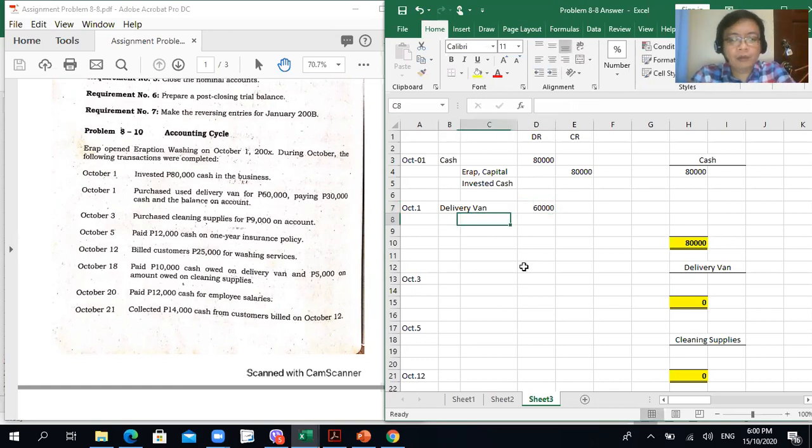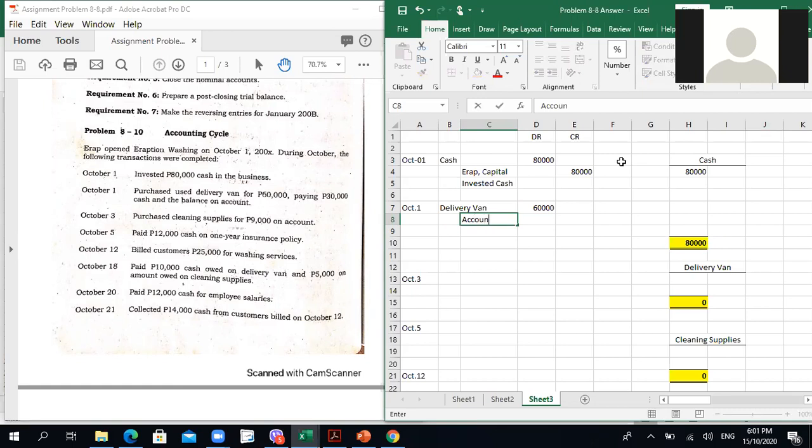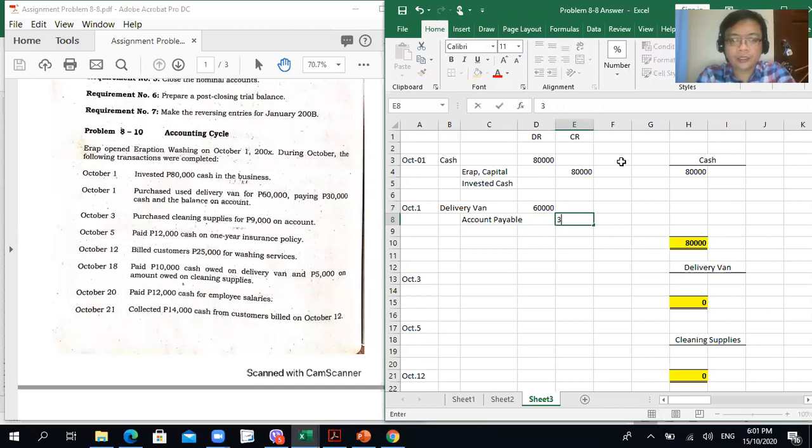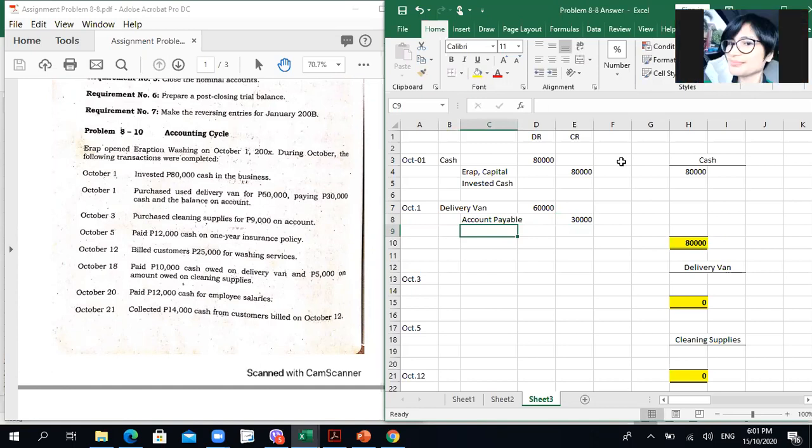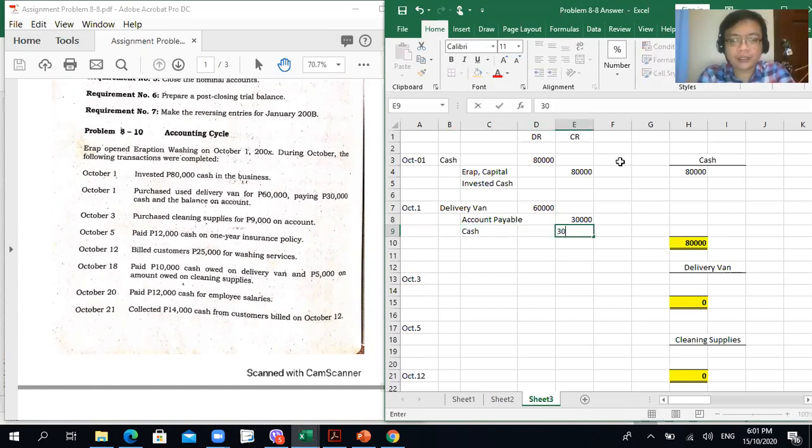How about your credit? You pay 30,000. What is the credit? Accounts payable and cash. Credit 30,000. Very good. What else? And you credit cash worth 30,000.